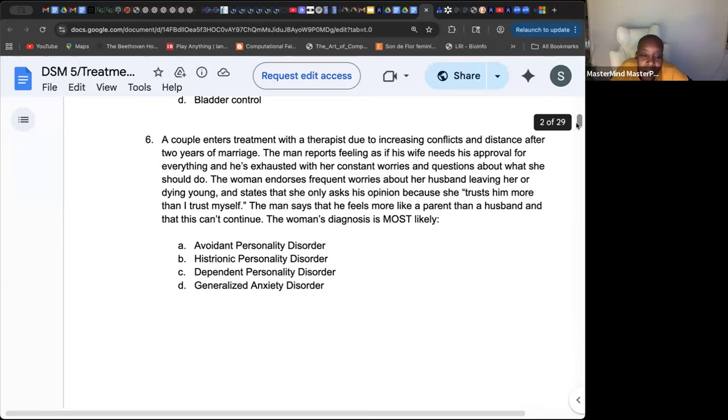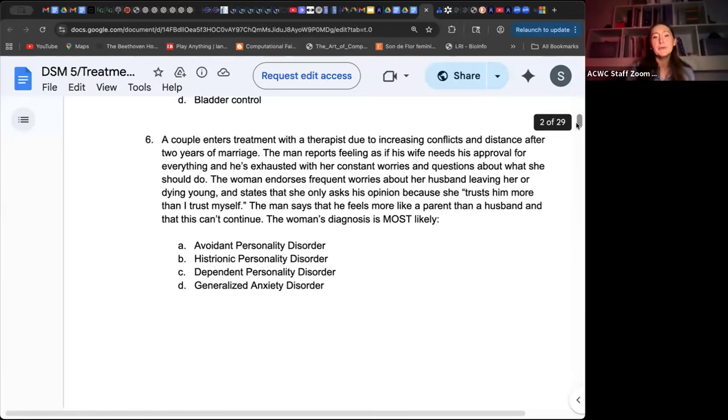So I'm going to eliminate D, generalized anxiety disorder, and also B, histrionic personality disorder, and between A and C, I'm going to go with C, dependent personality disorder. Nice job, mastermind. Absolutely. This is definitely dependent personality disorder, basically the definition of it, where you're more submissive, you're always depending on somebody else.